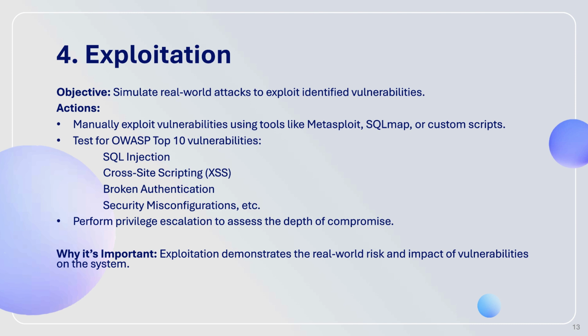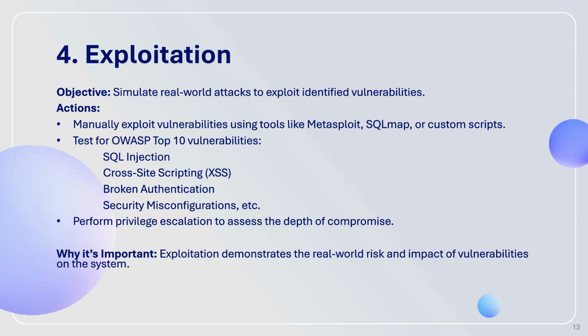So the actions to take here are, we try to manually exploit vulnerabilities. We use tools like Metasploit, SQLMap, or custom scripts to exploit the identified weaknesses. This step tests vulnerabilities like SQL injection, cross-site scripting, and more. Then the next part, what we do is test for OWASP Top 10 vulnerabilities.